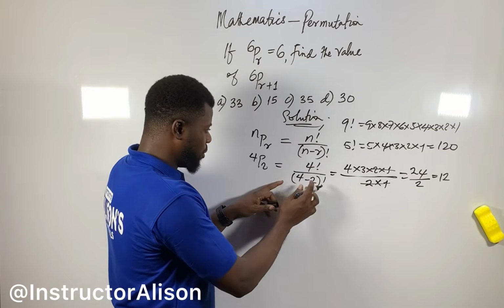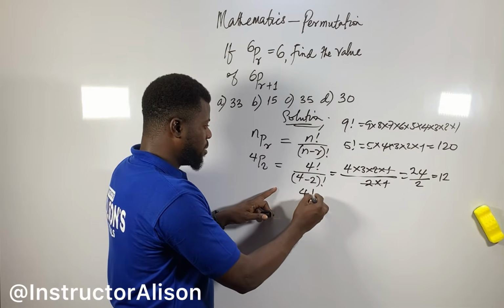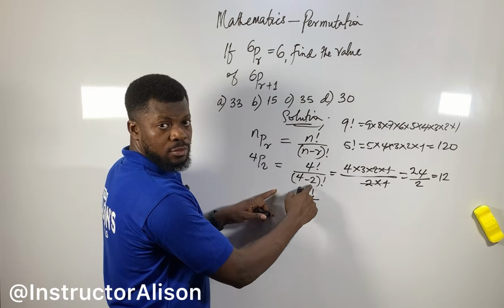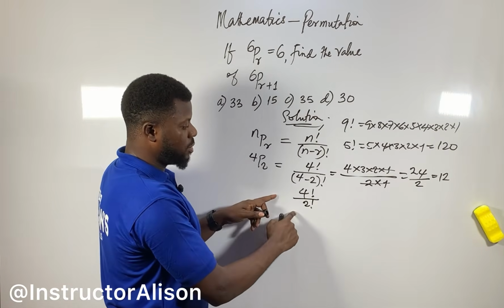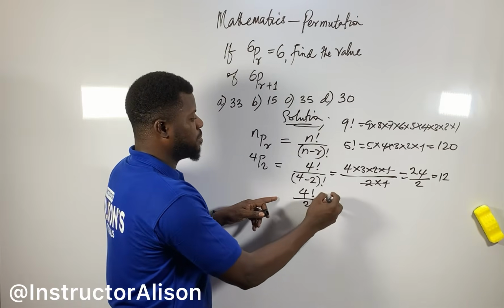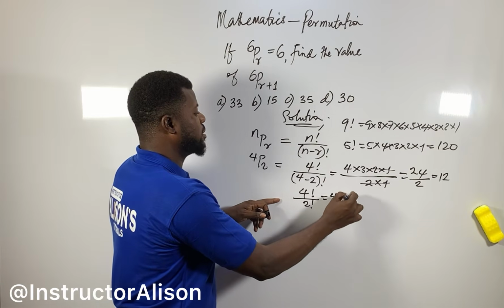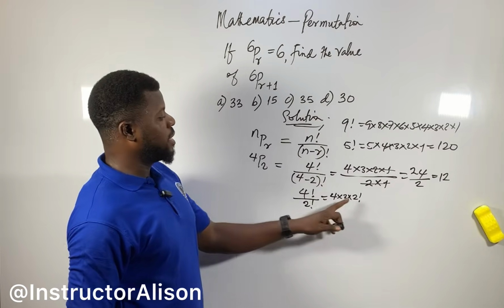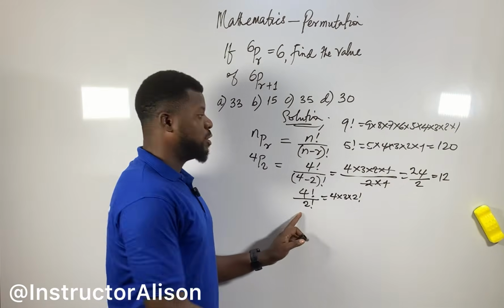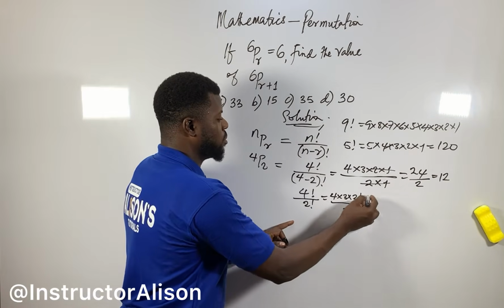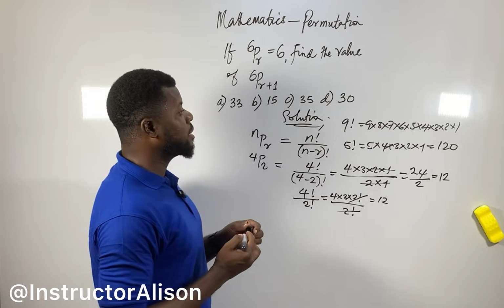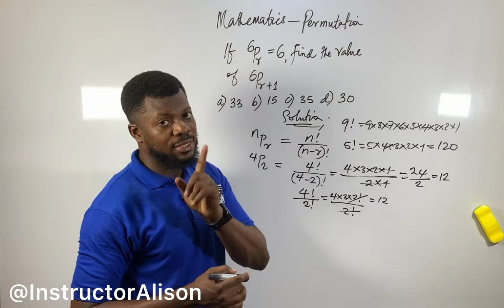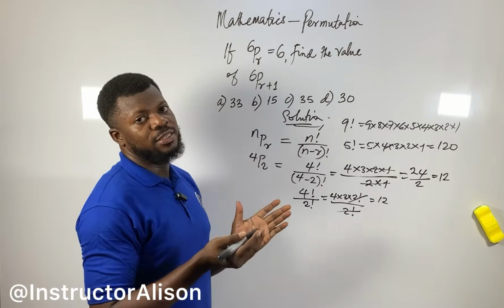For the shortcut, if you have 4 factorial all over (4 minus 2) factorial, you say 4 factorial means 4 times 3 times 2 factorial. Why end with 2 factorial? Because you see 2 factorial below and you want to make them cancel, so that you can just say 4 times 3 is 12. We do this kind of thing when we have larger numbers. You need to learn that pattern. It makes life easier for us.